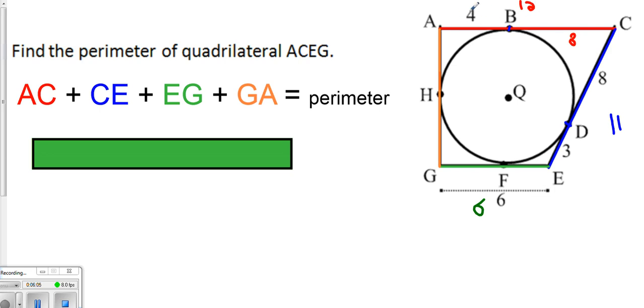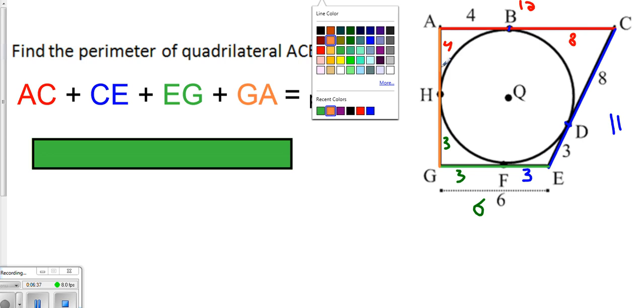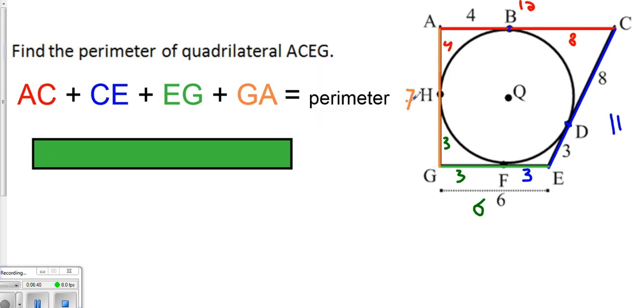Similarly, if this is 4, that means right here is 4 as well. So we know this part and this part have to be the same. This part and this part have to be the same, which means also then that this part and this part have to be the same, making this 3. If this one is 3 and the whole thing is 6, that means this is 3 as well, which makes this 3 as well. Which means we can find our last piece then by adding 4 plus 3 makes 7.